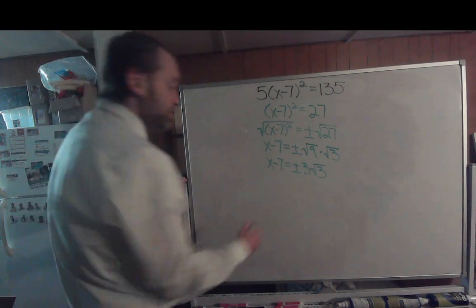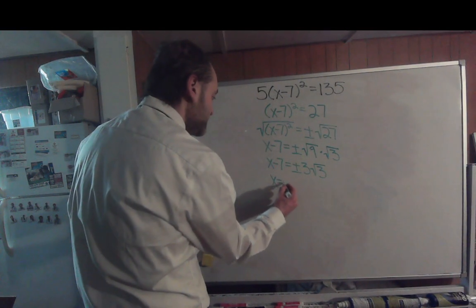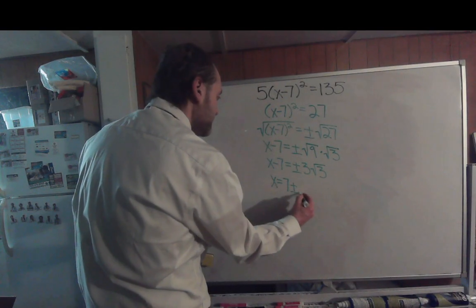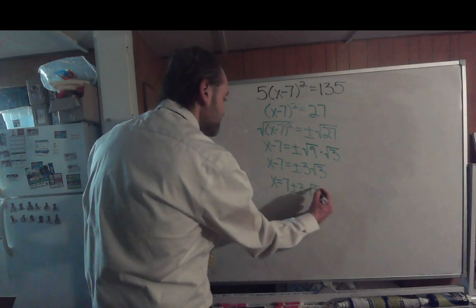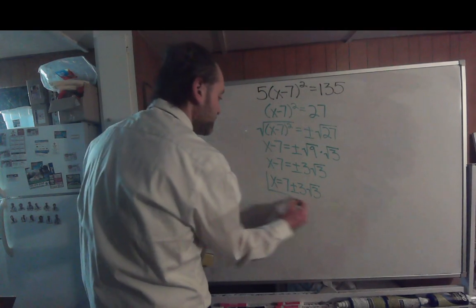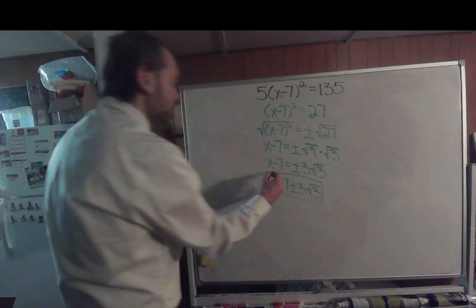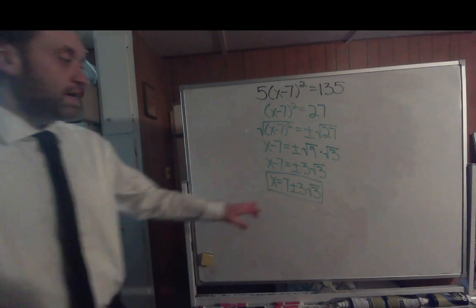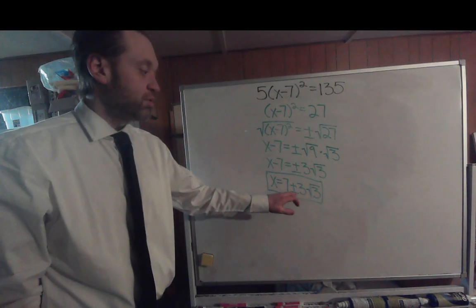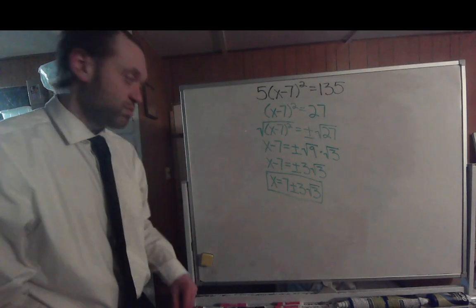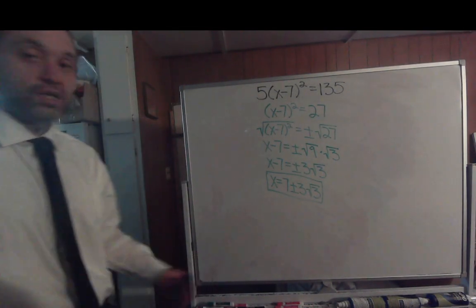And then all you can do for x is just say x equals 7 plus and minus 3 times the square root of 3. And that's as far as we can get, since the square root of 3 is not a perfect square. So x would equal 7 both plus and minus 3 times the square root of 3. That would be your solution.